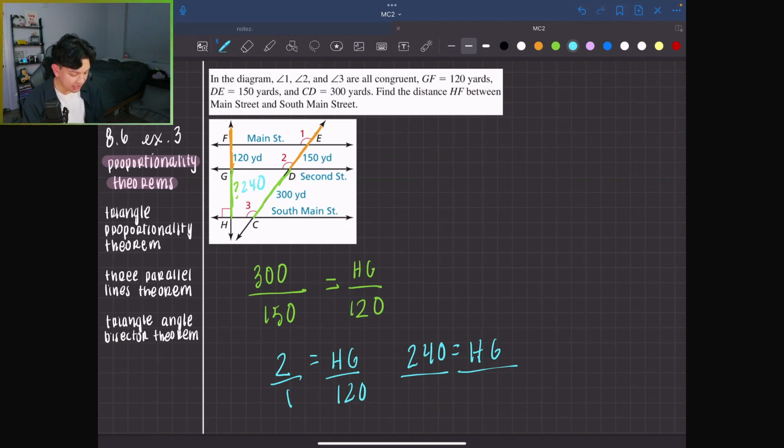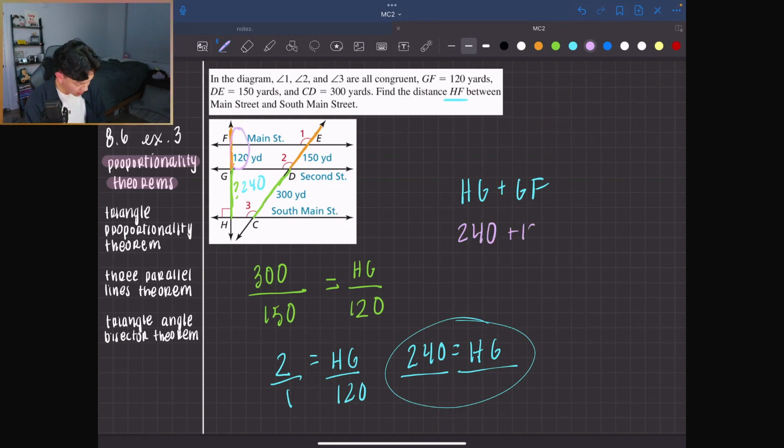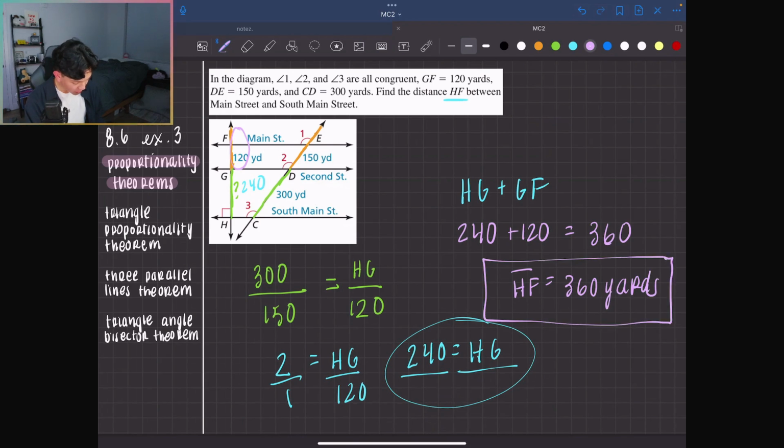But what is the question asking us? Find the distance of HF. Well, HF is just HG plus GF. We know what HG is. HG is 240. And GF is given to us. And 240 plus 120 is 360. So the distance of segment HF equals 360 yards. And that's how we use the three parallel lines theorem.